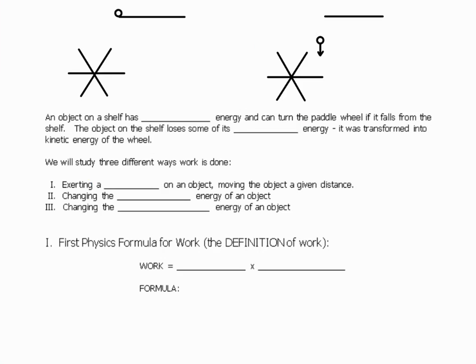Here's another instance with a paddle wheel. An object on a shelf, here's the shelf, here's the object, has potential energy and can turn the paddle wheel if it falls from the shelf. The object on the shelf loses some of its potential energy because it was transformed into the kinetic energy of the wheel.